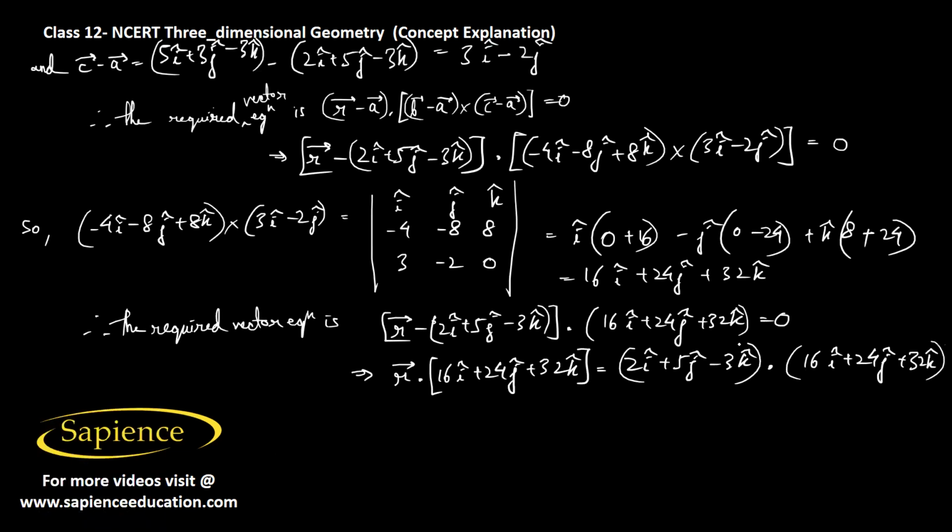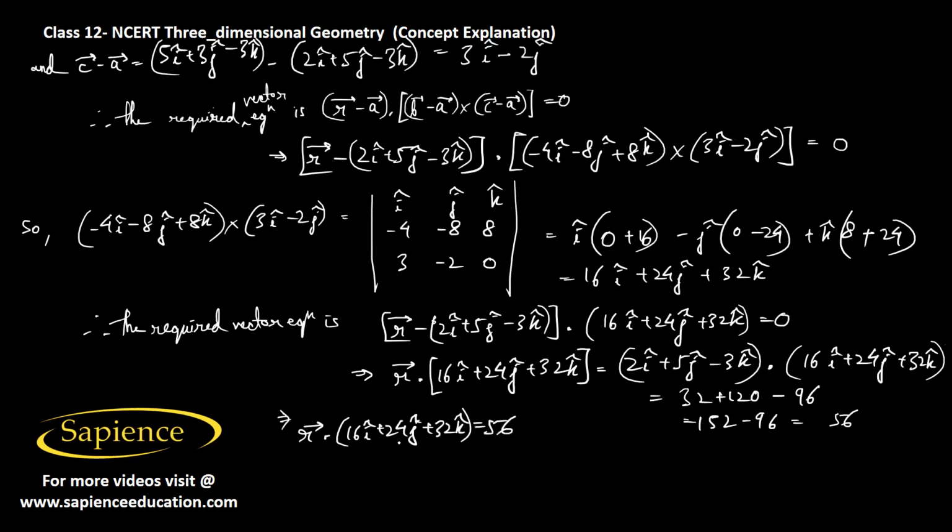Okay. So then this will be equal to 2 into 16, that is 32, plus 24 into 5 is 120, then minus 32 into 3, that is 96. So this will be equal to 152 minus 96. So that would be 56. So therefore, the final vector equation of the plane is r vector dot 16i cap plus 24j cap plus 32k cap, that is equal to 56.